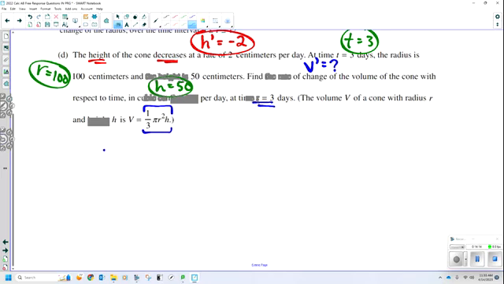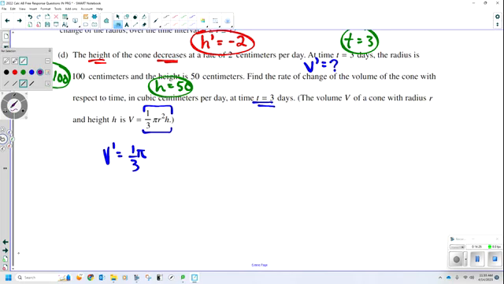Okay, so V prime equals 1/3 is a constant, so I'm just going to leave it there. Pi is a constant as well. I've got to do the power rule, or excuse me, the product rule right here. It is first, r squared, times the derivative of the second. The derivative of h is 1, but it's 1h prime. This is a related rates problem. Anytime I take the derivative of a variable, I got to write that variable with the little prime symbol next to it. Or in this case, you can write like dh dt if you really want to.